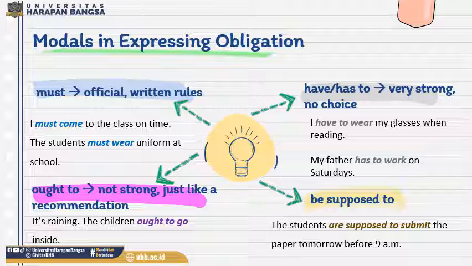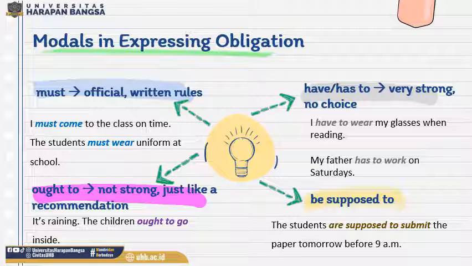Yang pertama adalah must. Okay, so must is usually used in official or written rules. Jadi kata must di sini biasanya dipakai untuk menunjukkan peraturan tertulis atau peraturan resmi, ya. Misalnya, I must come to the class on time. The students must wear uniform at school. So here we already have the rules. Jadi di sekolah biasanya sudah ada peraturan, ya.